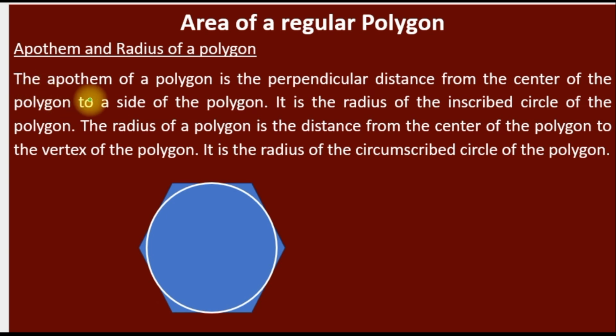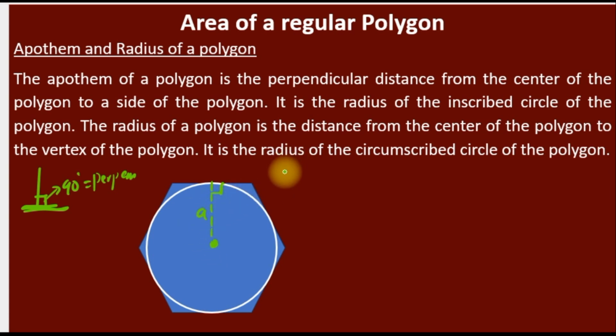So let's define that. The apothem of a polygon is the perpendicular distance from the center of the polygon to a side of the polygon. Perpendicular means something that makes an angle of 90 degrees. So it is not just any distance, it is the perpendicular distance from the center. If you have the center of this polygon and you move perpendicular to a side, the side forms angle 90. So this is the apothem.